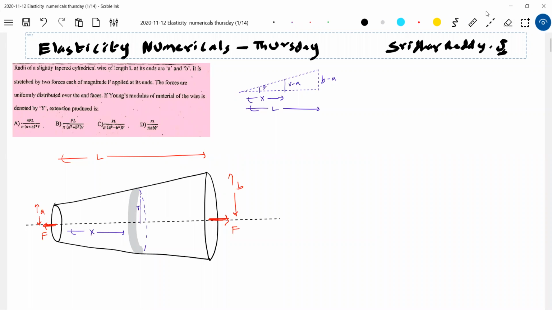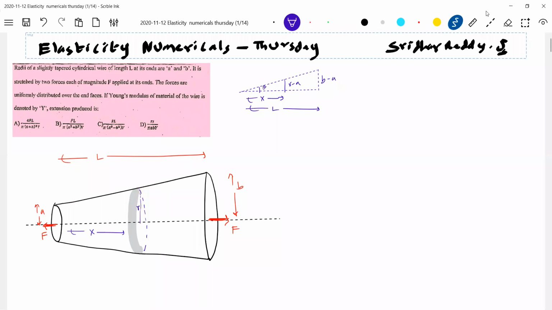From where has this triangle come? Here, you draw a triangle. Then what can be this distance? B minus A. What about this? This is R. This is A. So what happened to the remaining distance? When you take this triangle here, this will be R minus A.